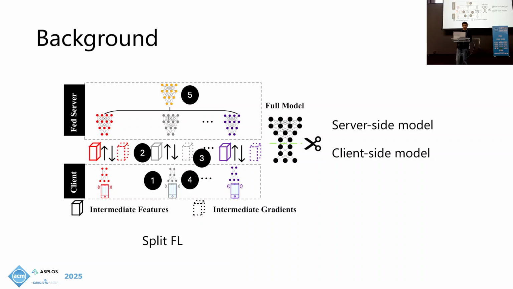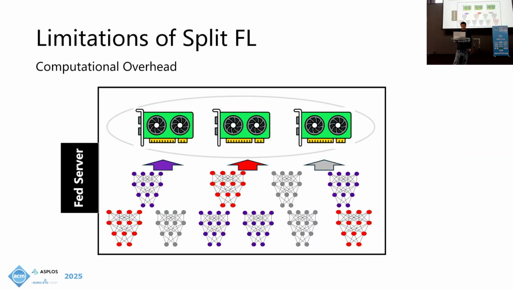In this case, split FL moves most of the workload from the client to the Fed server. So federated learning can train a larger machine learning model to get a higher accuracy or higher performance. But it also faces some limitations.